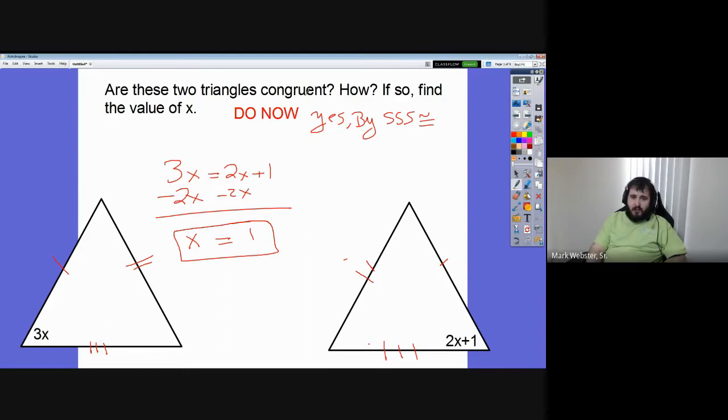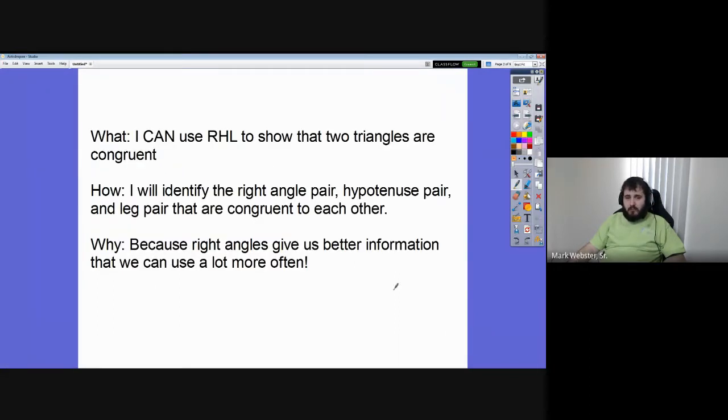We determined if they're congruent and how. And since they were, we found the value of x. We did everything that the problem asked us to do. So let's move on and let's talk about today's lesson.